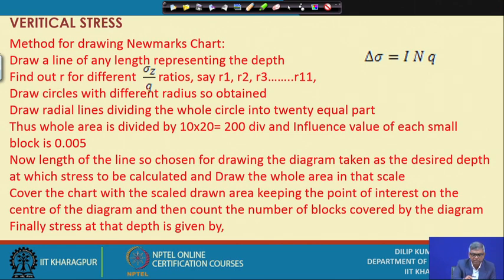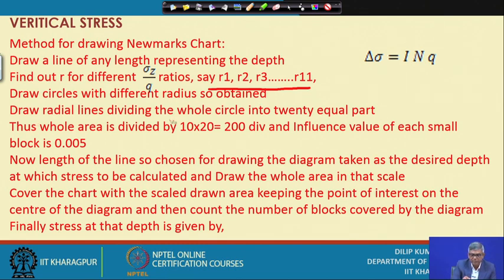Find out the different sigma z by q ratios and the different radii, R1, R2, R3, up to R11, whatever I have shown. That is to be calculated. Draw circles with the different radii so obtained. So, you have to draw circles R1, R2, R3, and whatever the annular area between R1 and R2, its influence is the same as what is between 2 and 3, and between 3 and 4. That is known, I have explained it logically.